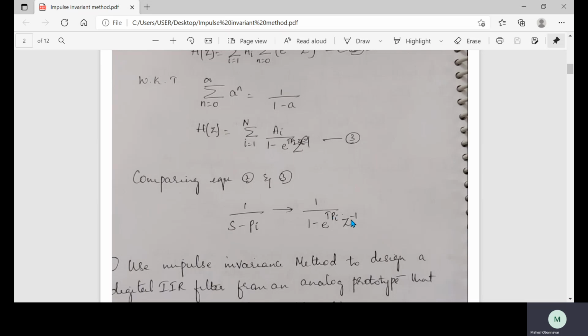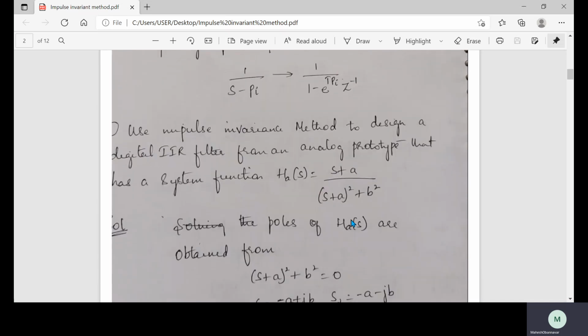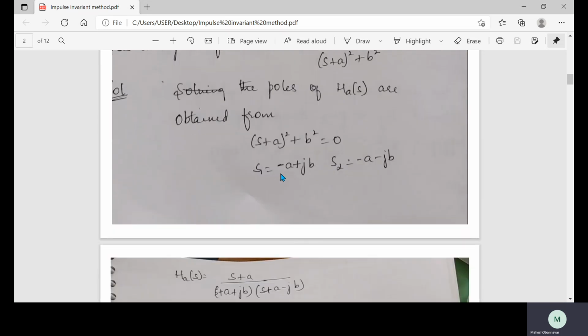So now let us solve some problems. Use the impulse invariance method to design a digital IIR filter from an analog prototype that has the system function H_a of s is equal to (s plus a) divided by (s plus a) whole square plus b square. The poles of H_a of s are obtained from (s plus a) whole square plus b square. When you take the roots, you will get s1 is equal to minus a plus jb, s2 is equal to minus a minus jb.